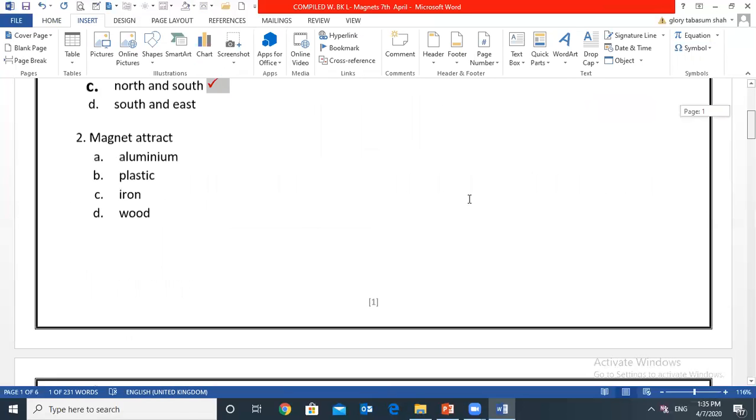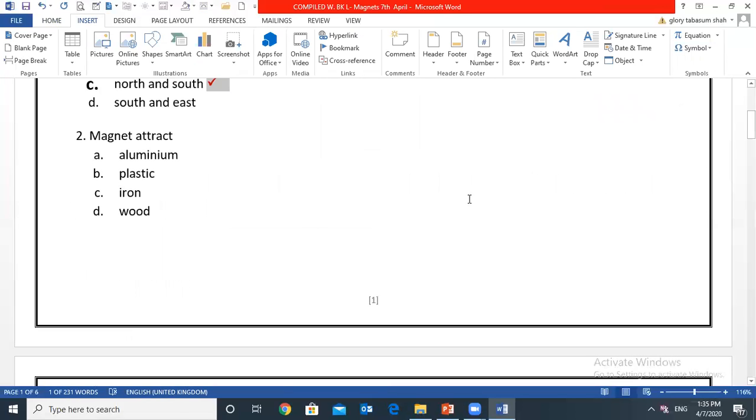Number 2. Magnet attract. A. Aluminium. B. Plastic. C. Iron. D. Wood. So correct answer is iron. Iron is the correct answer.